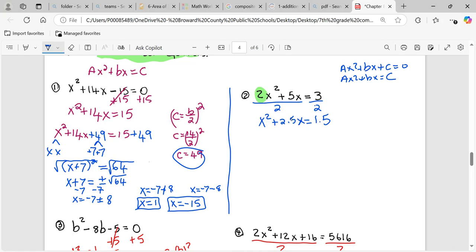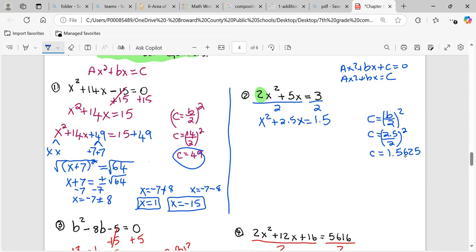Now that we have that, we're going to go ahead and complete the square. That means my c is going to be equal to b over 2 squared. That's what I need to complete this. So c is equal to 2.5 divided by 2 squared. C is equal to 1.5625. And again, hopefully you have your calculator and you're working it out.